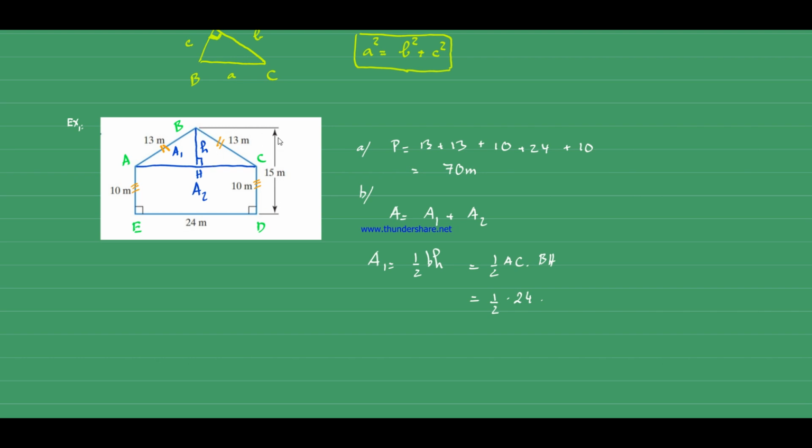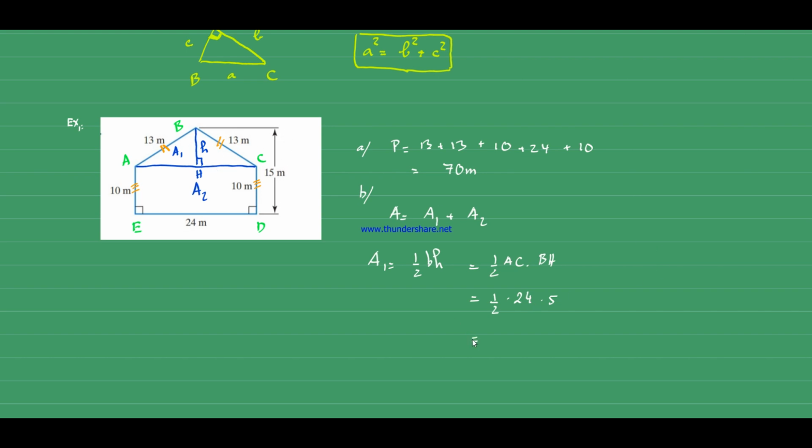In order to find BH, you see that over here they give this 15, and over here is 10. So 15 minus 10 gives you the height, 5. The big one minus the small one gives you the little one right here, which is this one.